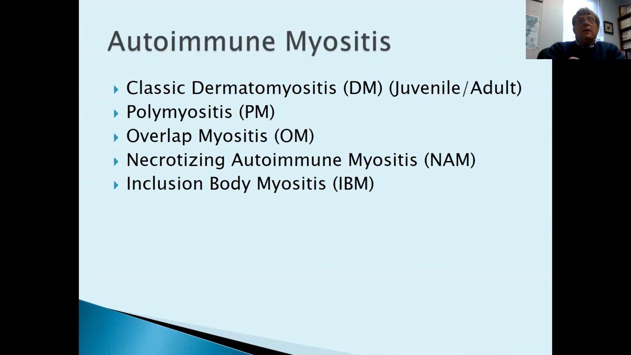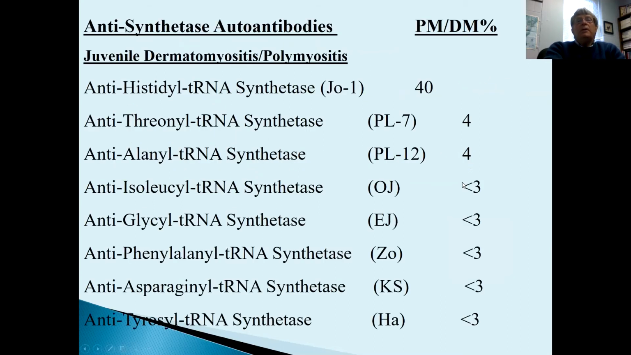Now, if we're trying to evaluate patients with autoimmune myositis, we have the classic dermatomyositis, polymyositis, overlap myositis, necrotizing autoimmune myositis, and inclusion body myositis. There are a multiplicity of autoantibodies found in patients with dermatomyositis and polymyositis. The most common is anti-histidyl tRNA synthetase, or Jo-1, which occurs in about 40%. The others occur in smaller percentages, but are very specific for a diagnosis of myositis.